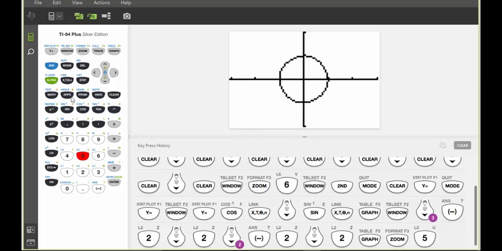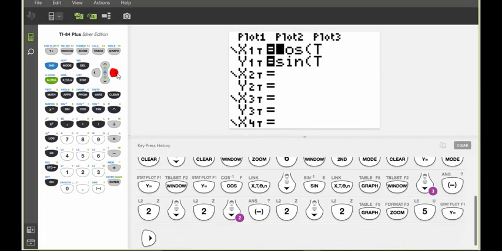Now, I made promises. I said that I can move this circle over to the right 1 and down 3 simply by tweaking the equations. Now, I'm going to have to add parentheses, unfortunately, here. So we'll throw in a paren, and I'm going to go +1. And let's graph it and see what happens.